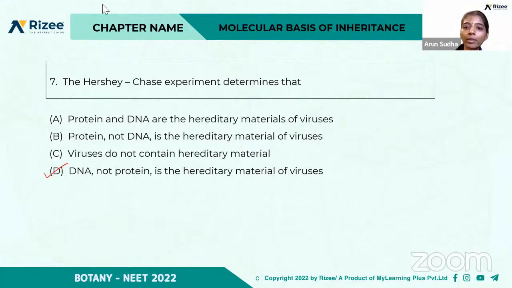So I hope you're clear with these topics, right, about the structure of DNA and about the search for the genetic material. So what about Himanshu? Are you clear?